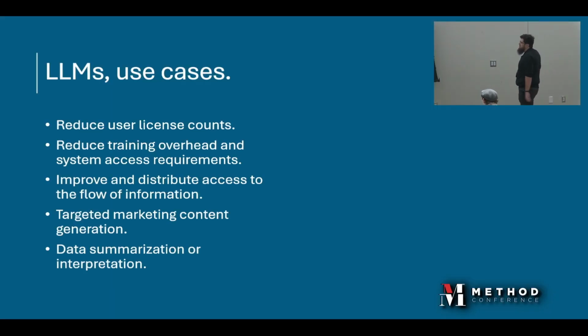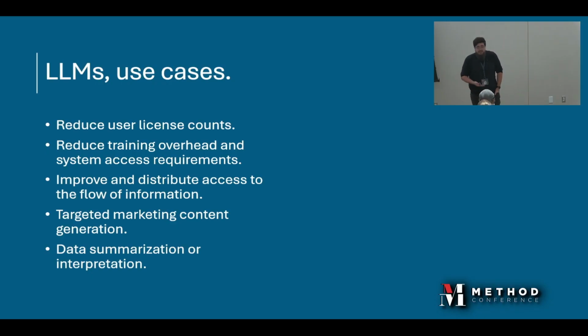Use cases, right? Reducing user license counts is a big one, I think. So there is a cost to information, right? When we have people onboarded to new platforms, and when we train them to go get information from sources, there's time associated with that, right? There's a time cost to training people. There's also a physical cost to that, or a tangible cost, I might say.